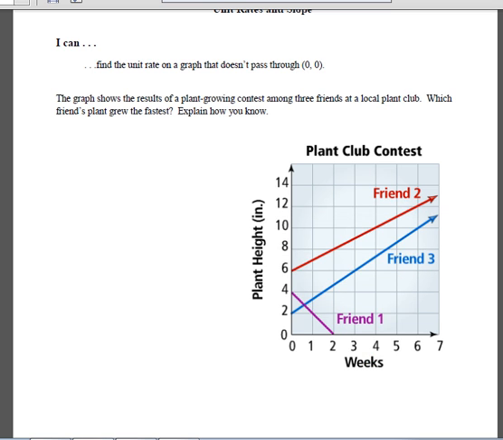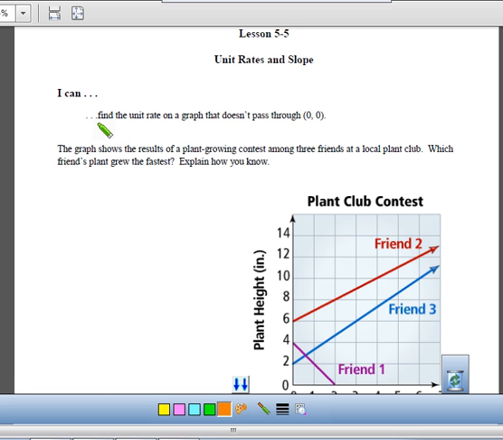So I can find the unit rate on a graph that doesn't pass through 0, 0, also known as the origin. Alright, so we have an example on this page.